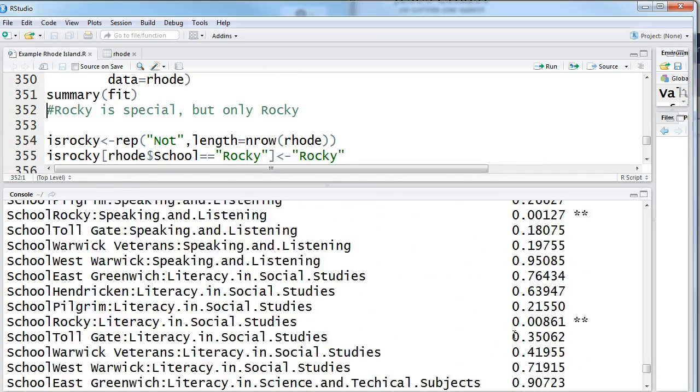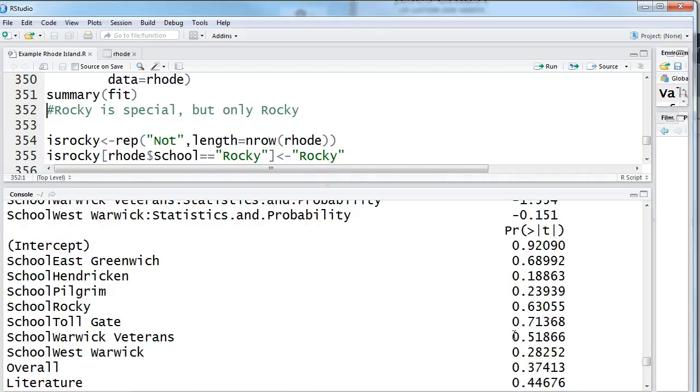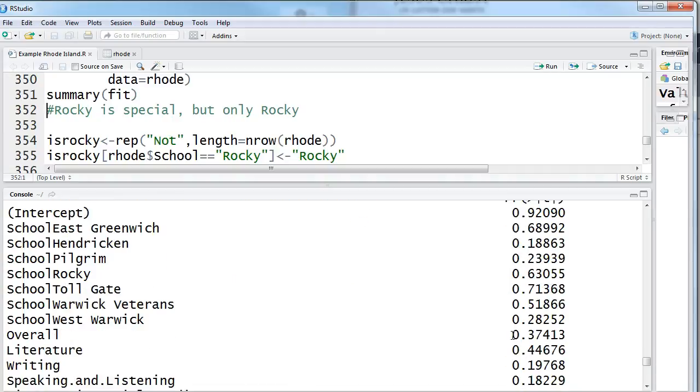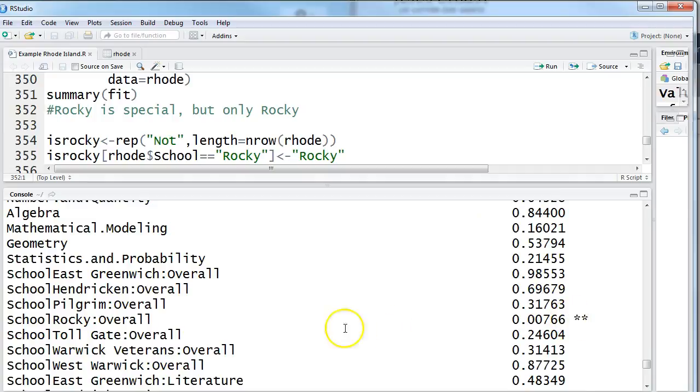Here are our p-values. Wow, how long is this thing? There are our p-values. So what's significant? What we have right now doesn't really show how significant the schools are. But look, here's one.